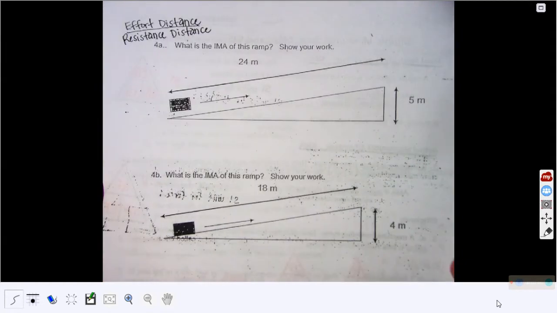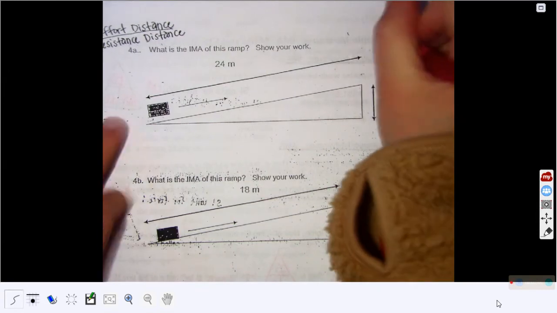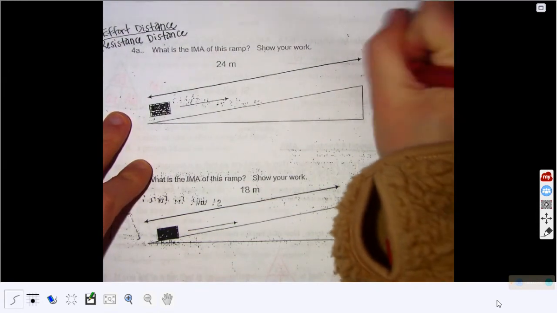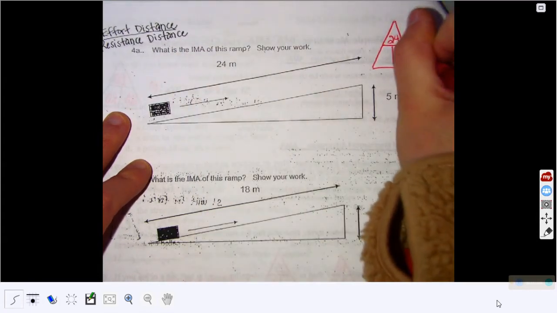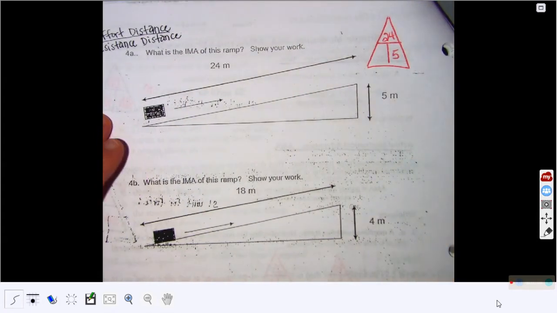Now we notice right here, we're also given distance. Okay? So you would work it out the same way. You would draw your triangle and put your 24, your effort distance, how far you're pulling it up, over the resistance distance of 5 and divide. Now let's go down to the bottom.